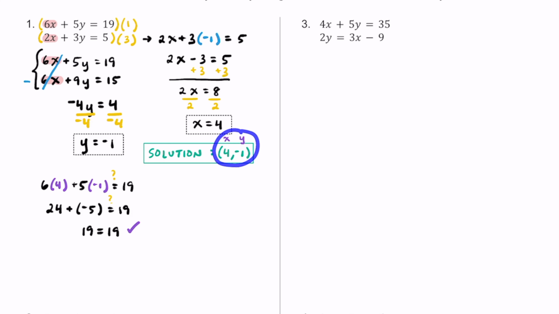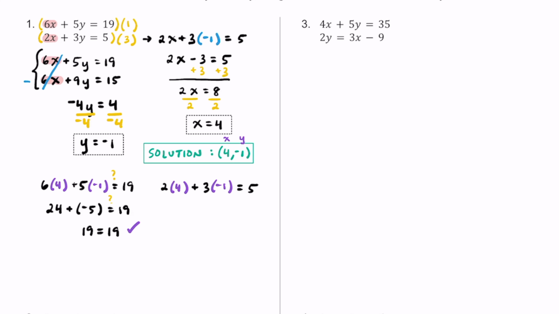So we know it works for the first equation, so let's just check in the second equation here. So we have 2x, which is really going to be 2 times this 4. And then we're going to go ahead and add 3 times y. Y we think is negative 1. And hopefully this is going to equal 5.